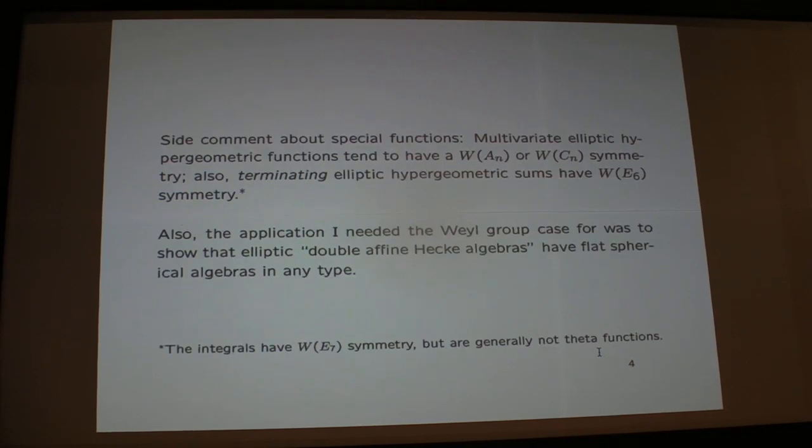Okay, now, just to mention where you might see Weil group actions showing up, well, okay, so AN or CN are pretty popular. There are lots of papers out there about AN invariant elliptic hypergeometric things, and CN invariant elliptic hypergeometric things. Also, if you look at these terminating elliptic hypergeometric sums, both the univariate cases and the Selberg-type cases, those have an E6 symmetry. And then there's also an E7 symmetry in the picture, but I don't know how to get theta functions out of those, so we'll just ignore that. And then, as I mentioned, for the application, I had these double affine Hecke algebras, and I needed to know that the spherical algebras were flat.